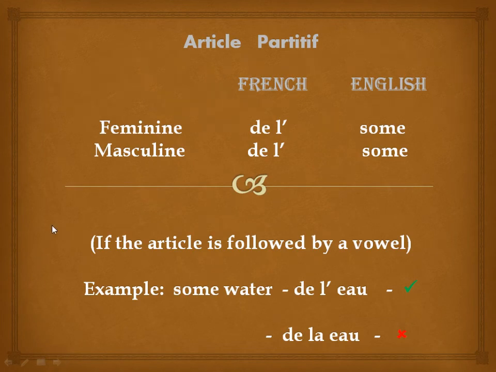Well, there is a condition of omission in partitive article as well as we have it in definite article. So de l'apostrophe. In feminine we have dropped A and in masculine we have dropped E. So whenever de la and de le would be followed by a word that begins with a vowel, then we need to omit the vowels of the articles. Now there is an example, some water. De l'eau. This is the correct way of writing as we have omitted a vowel from the article. The other one, de la eau, is the wrong way of writing because two vowels cannot come together.